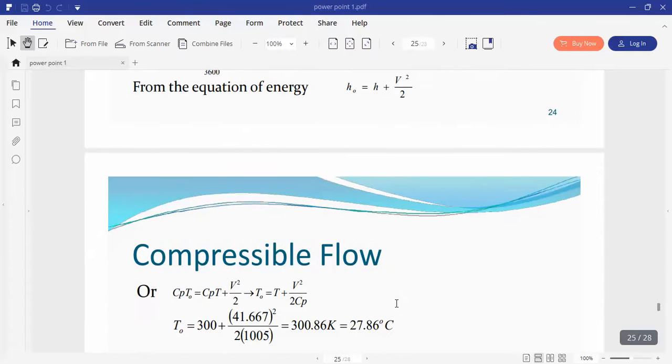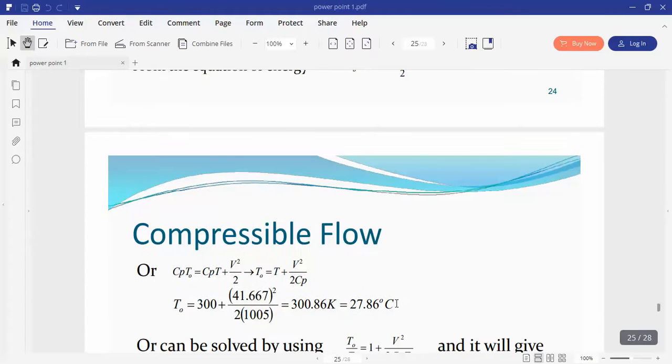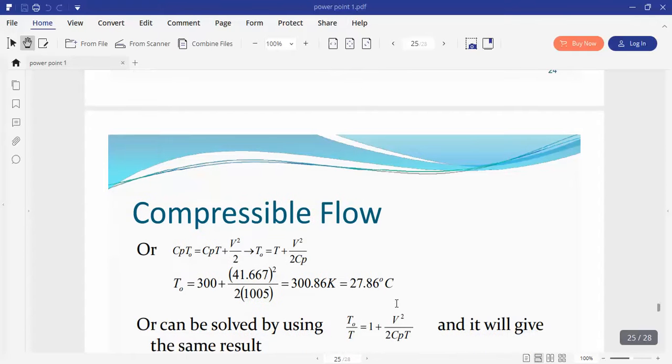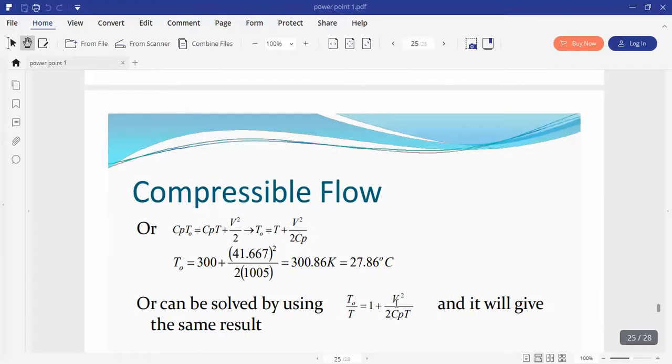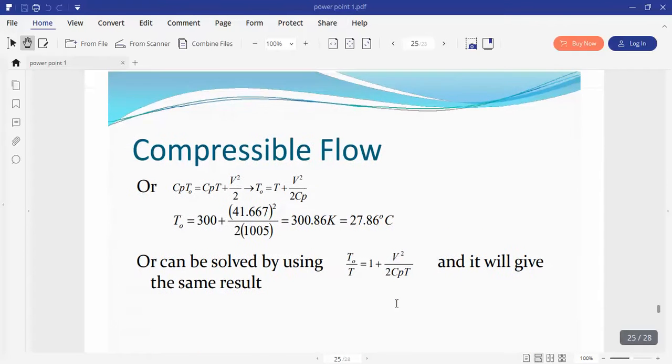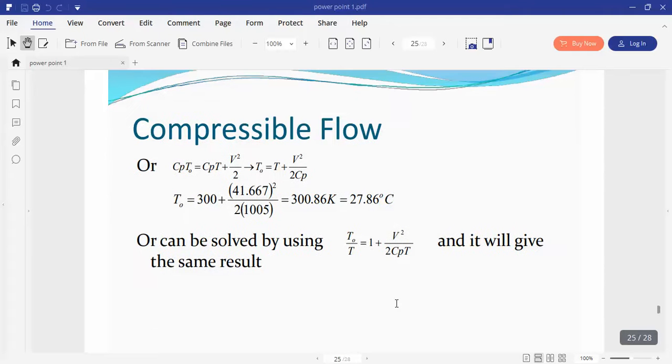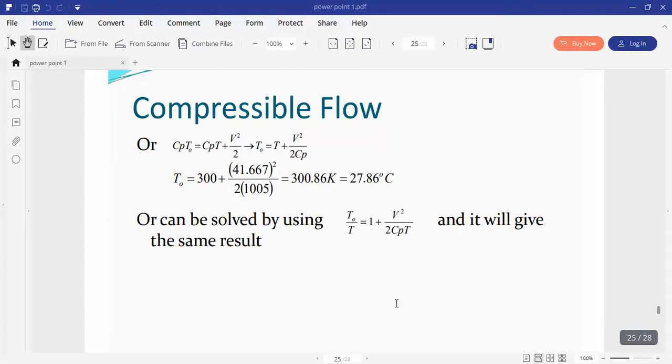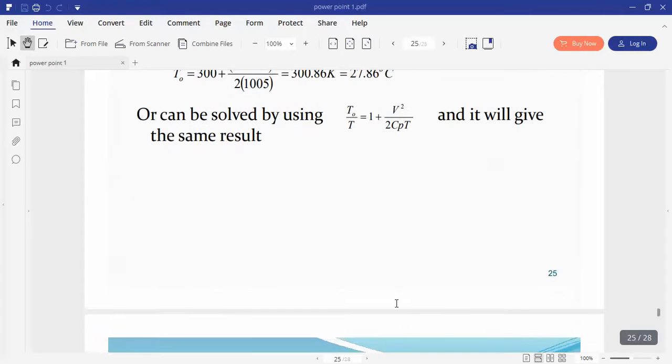or Cp T naught equals Cp T plus V square by 2, or T naught equals T plus V square by 2Cp, or T naught equals 300 plus 41.667 square by 2 into 1005, and it equals 300.86 Kelvin or 27.86 degrees. It can also be solved by using T naught by T equals 1 plus V squared by 2CpT, and it will give the same result.